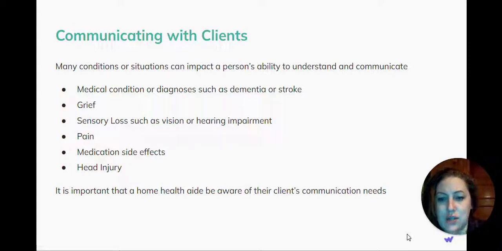Sensory loss, such as vision or hearing impairment, can affect communication. And of course, people who are in pain are really not able to hear or understand messages you're giving them because all they can focus on is their pain. Some medications can have side effects such as drowsiness, confusion, or even a loss of memory around the event. And of course, a head injury can cause some damage to the brain that would often look like the medical conditions of dementia or stroke. It's important that a home health aide be aware of their client's communication needs.